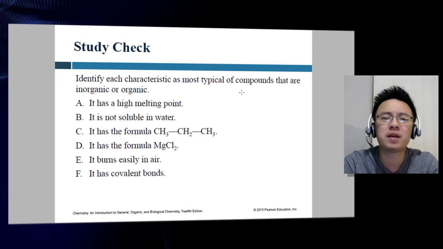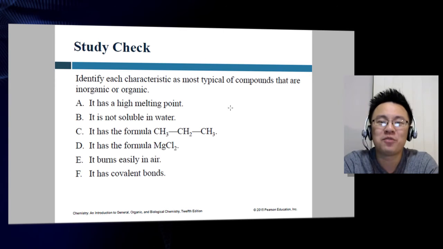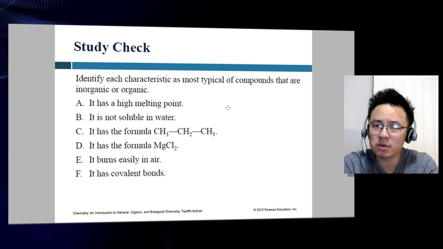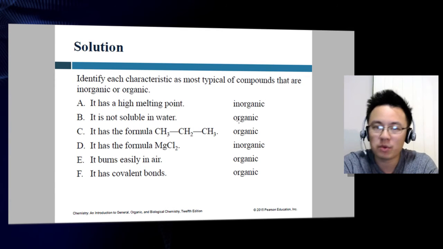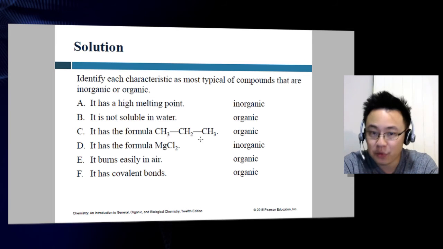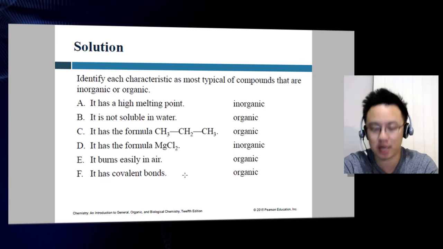So if you were to identify each characteristic as most typical of compounds that are inorganic or organic, which one would it be? If we look at the answers here, high melting point would be inorganic, not soluble in water would be organic, has a formula right here is organic, magnesium chloride is inorganic, burns easily is organic, and has covalent bonds would be organic.